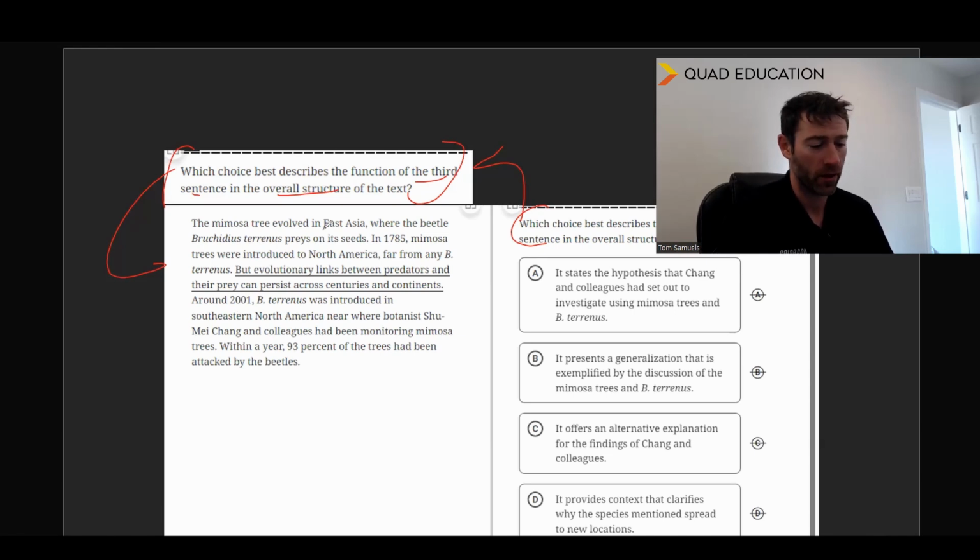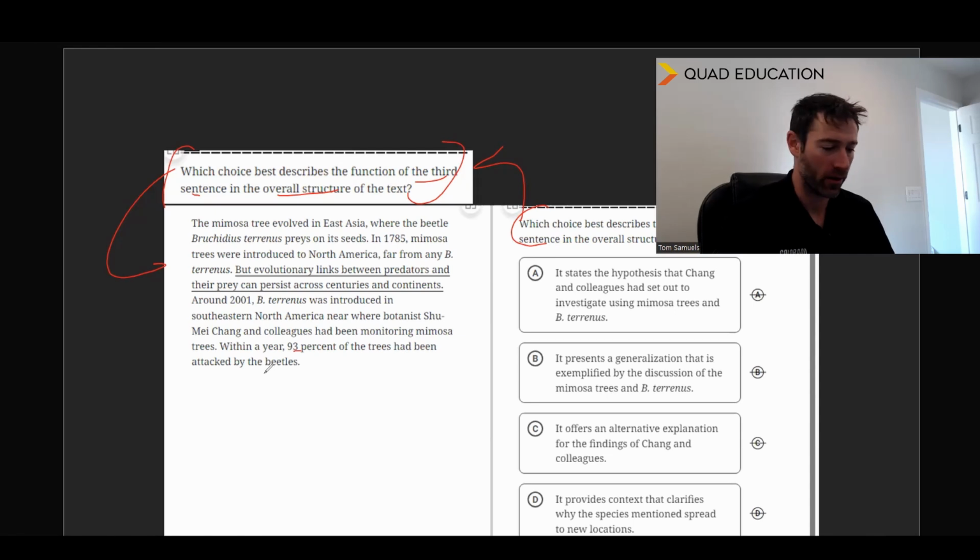The mimosa tree evolved in East Asia, where the beetle, whatever that Latin name is, preys on its seeds. In 1785, mimosa trees were introduced to North America, far from any of this beetle. But evolutionary links between predators and their prey can persist across centuries and continents. Around 2001, the beetle was introduced to southeastern North America, near where botanist Xu Meichang and colleagues had been monitoring mimosa trees. Within a year, 93% of the trees had been attacked by beetles.